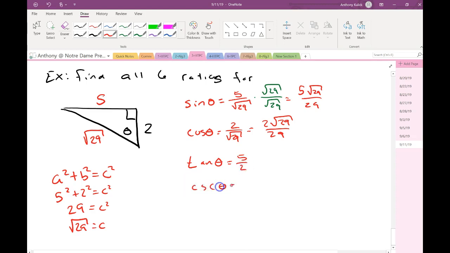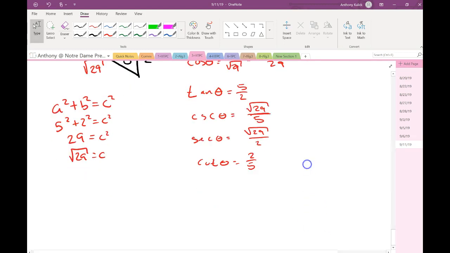What's cosecant theta going to be? Square root 29 over 5. Secant theta is going to be square root 29 over 2. And cotangent theta is going to be 2 over 5. Everybody happy with that? Again, that should be pretty easy, right? Okay. Let's look at another kind of problem we might ask you to be able to do.